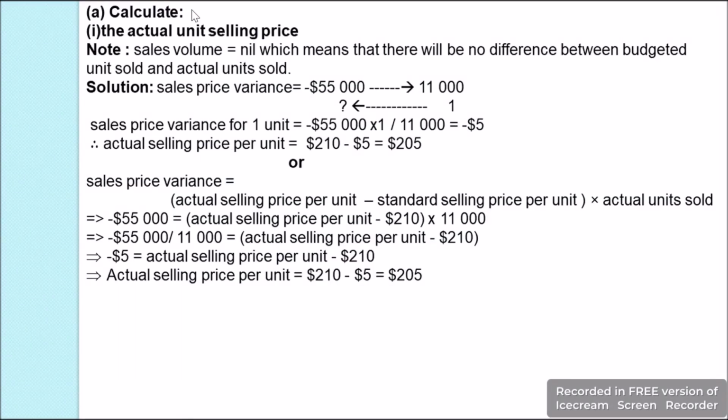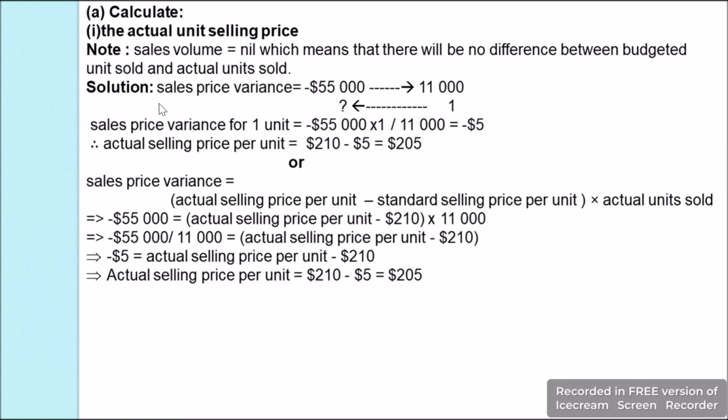Now let's start with the A bit, and in this the first bit which we have been asked is to calculate the actual unit selling price. Before going for this, let us understand two things. Sales volume variance was given as nil, which means that there was no difference between the budgeted units sold and the actual units sold. Even the labor rate variance was given as nil, which means that there was no difference between the wage rate estimated by means of budgeted standards and the actual wage rate which was paid to the labor. So because of this it was nil.